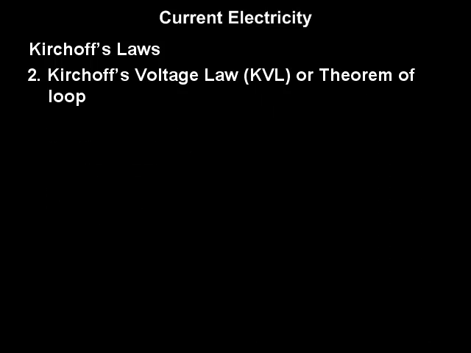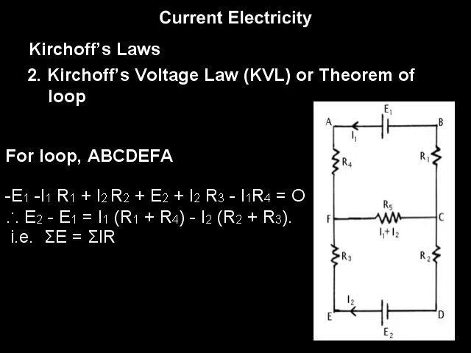Applying KVL for the loop A, B, C, D, E, F, A, we get minus E1 minus I1 R1 plus I2 R2 plus E2 plus I2 R3 minus I1 R4 is equal to 0. Therefore, E2 minus E1 is I1 into bracket R1 plus R4 minus I2 into bracket R2 plus R3. That is, sigma E is equal to sigma IR.